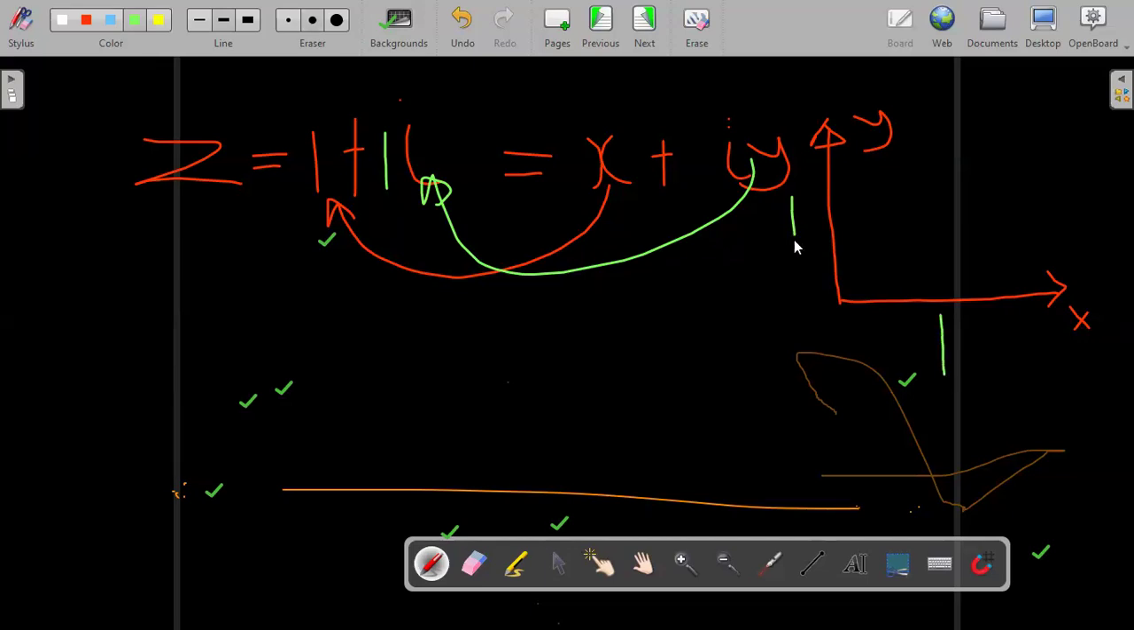So I will now find the modulus. Let's call the modulus absolute Z. The modulus is always represented as absolute.